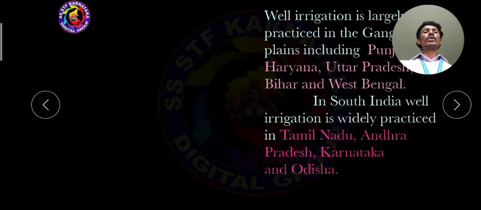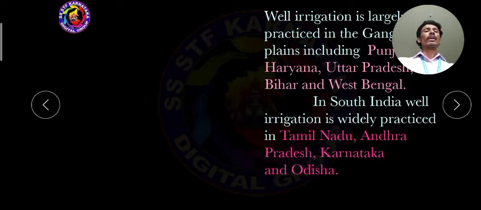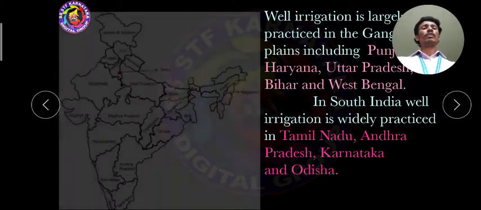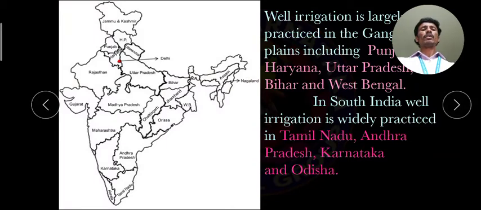Then, dear students, well irrigation is largely practiced in the Ganga plains, including Punjab, Haryana, Uttar Pradesh, Bihar and West Bengal. Some of the important rivers, including the Ganga, flow in these places, so they are most suitable for well irrigation. See, this is very very important.